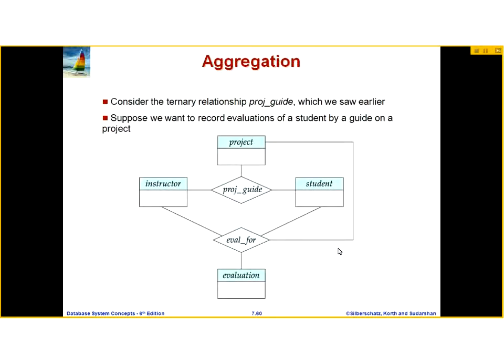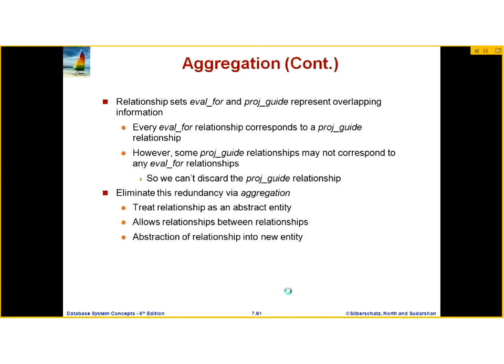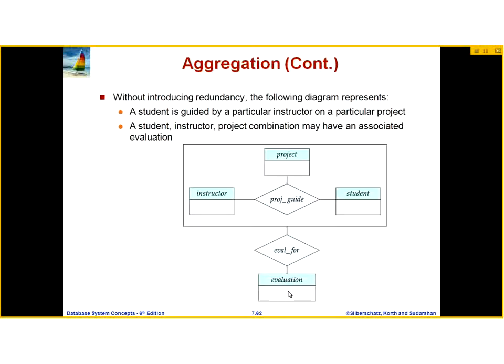Then we talked about another relationship, a kind of relationship called aggregation. For example, consider the ternary relationship project guide, which we saw earlier. If you want to record the evaluation of a student by a guide on a project, you have to collect all the data from here, like instructor, student, and project, and the evaluation for relationship, and then you will have an evaluation. So this can be depicted in this way as well.